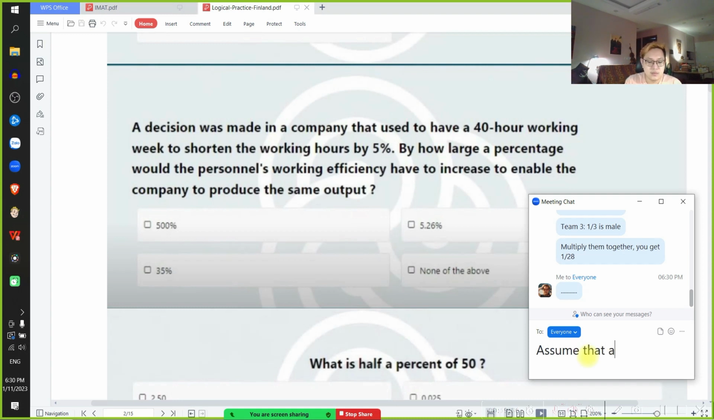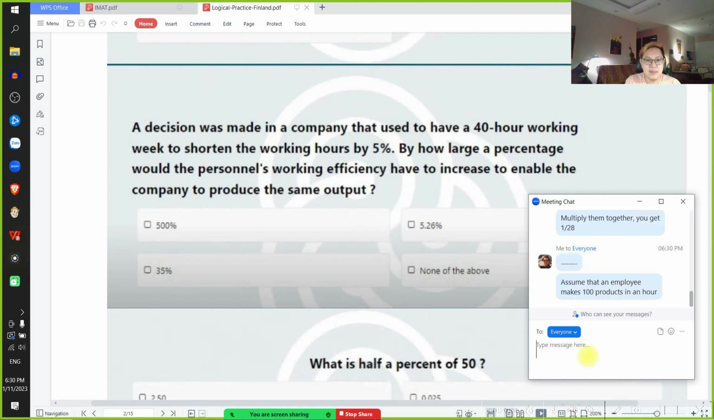Let's just assume that an employee makes 100 products in an hour. So in 40 working hours per week, they have to make 40 times 100. That is 4,000, right? That is the output.